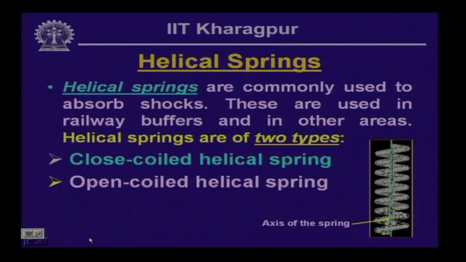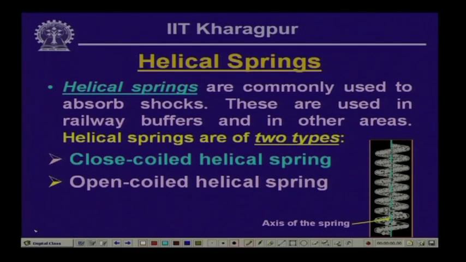Now, having looked into this, let us look into the aspects of the open coil helical spring. As I had told you last time, helical springs are commonly used to absorb shocks, and these are used in railway buffers and many other areas. And helical springs, which have a helix in this form, are of two types. One is called the closed coil helical spring and another one is called the open coil helical spring.